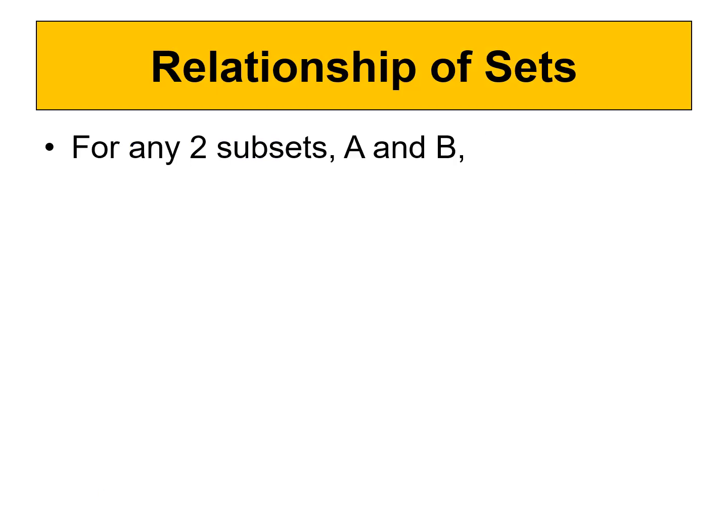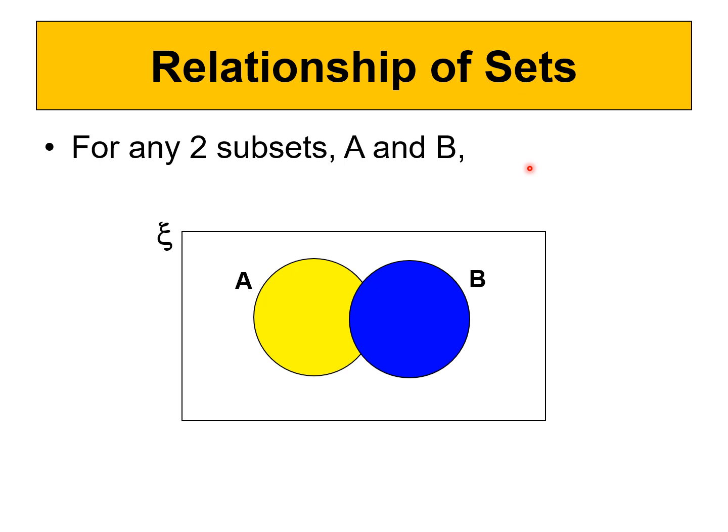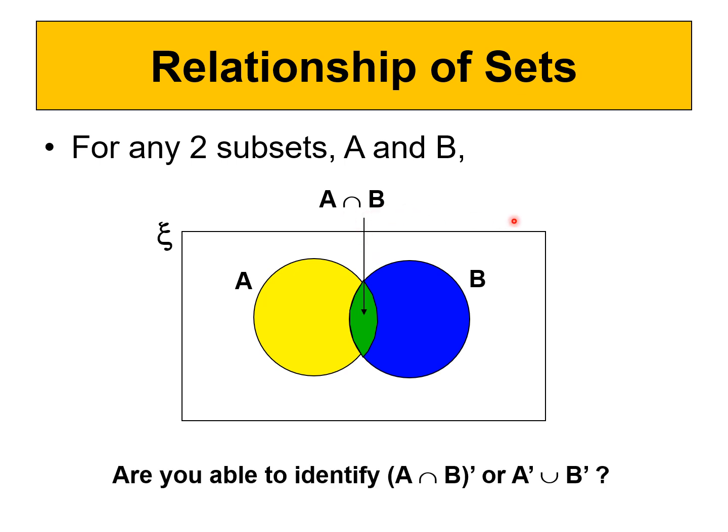Now we have seen the meaning of intersection, union, and complement. Let us move on to see how we can make use of shading or a Venn diagram to identify the relationship between two sets. Over here I have set A and set B. I also have the region in green. This region in green is actually A intersect B. Are you able to identify the region of the complement of A intersect B, or in other words, A complement union B complement? Between these two sets, they are actually equal.